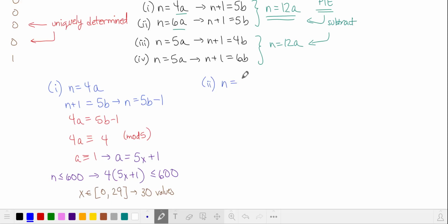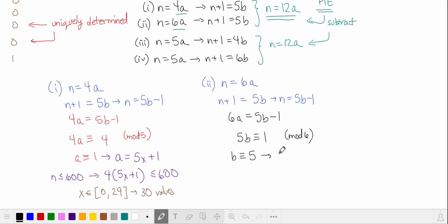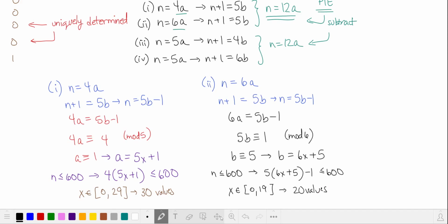In case 2, we have one number that's a multiple of 6, and the next number is a multiple of 5. We'll set these equal to each other. 5b is equivalent to 1 in mod 6, which means b is equivalent to 5. So we can write b as 6x plus 5. Counting the numbers less than or equal to 600, we substitute for n. Solving for x, we get x are the integers between 0 and 19, which gives us 20 solutions.